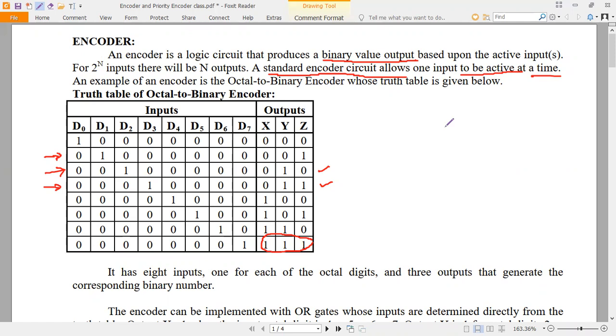If you have any doubts in this encoder, you can ask me. If you don't have any doubts, I will go for the priority encoder.